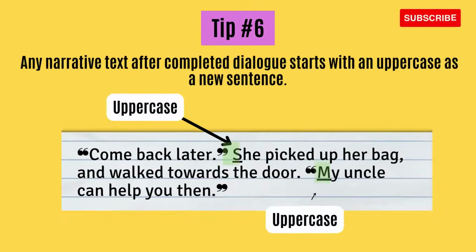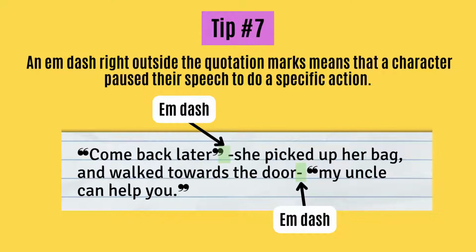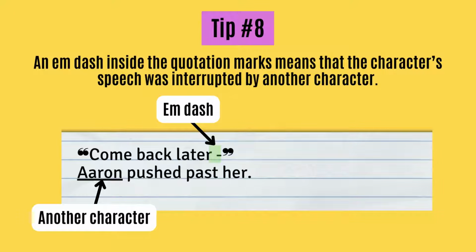Tip 6. Any narrative text after completed dialogue starts with an uppercase as a new sentence. Tip 7. An em dash right outside the quotation marks means that a character paused their speech to do a specific action, and then the same character continues speaking after they have done their action. Tip 8. An em dash inside the quotation marks means that the character's speech was interrupted by another character in the scene.